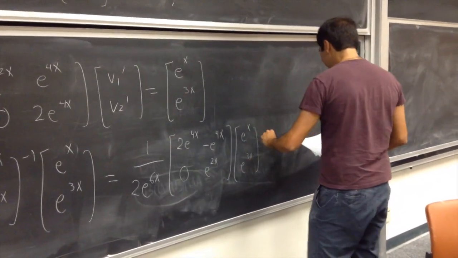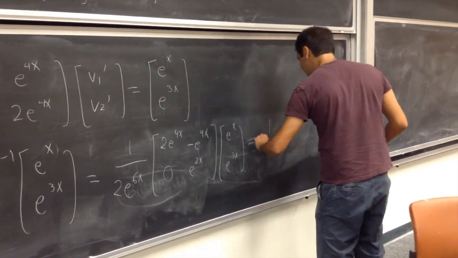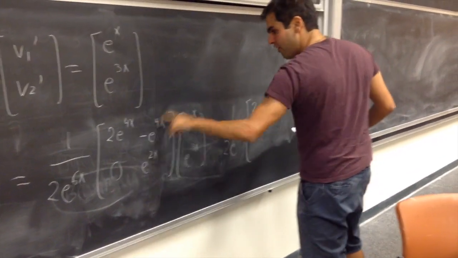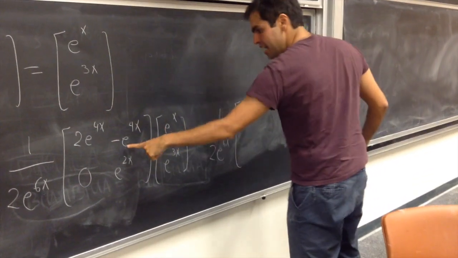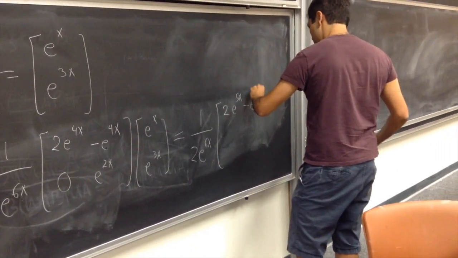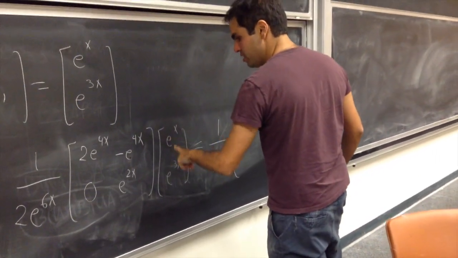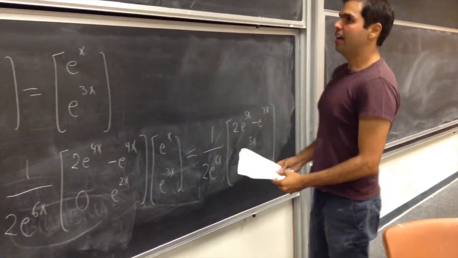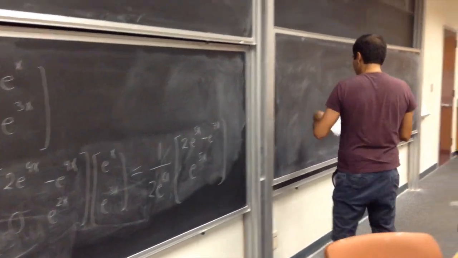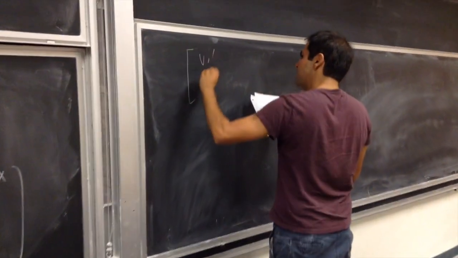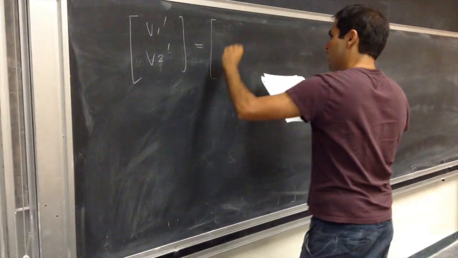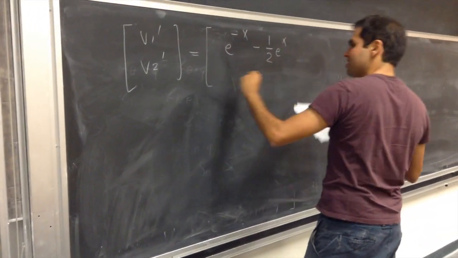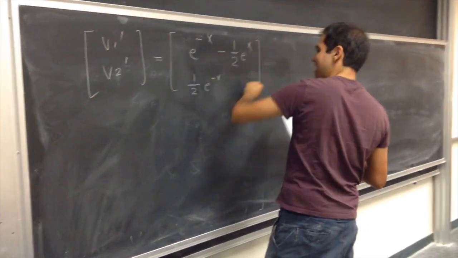Multiply this vector, and then you divide by 2e to the 6x. So 1 over 2e to the 6x times (2e to the 5x minus e to the 7x), and then 0 times e to the x plus e to the 5x, which just becomes e to the 5x. In the end, what you get is v1 prime, v2 prime equals (e to the minus x minus 1/2 e to the x) and 1/2 e to the minus x.